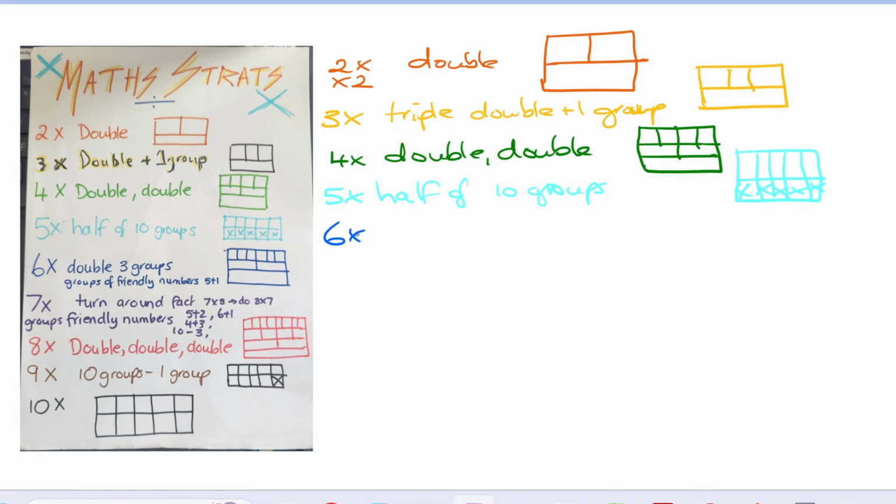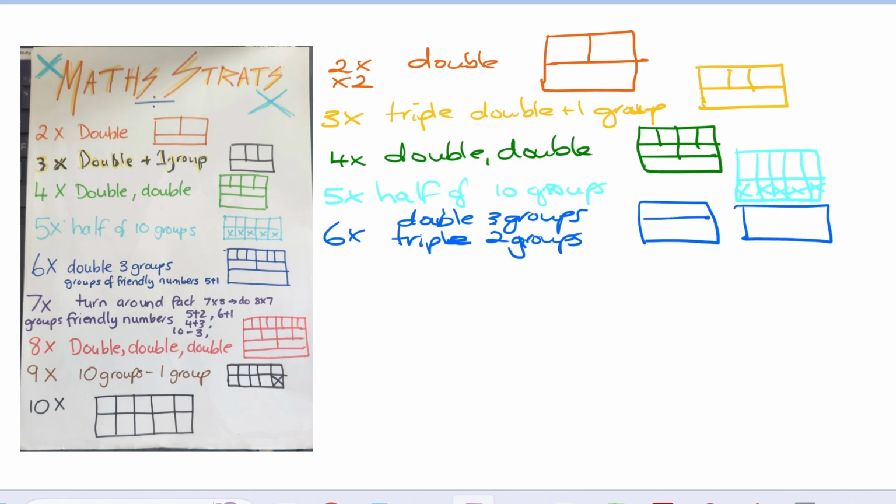6 actually has 2 factors as well as 6 and 1. It also has 2 and 3. So that means I can double 3 groups, which is usually easier than tripling, triple, there's no I in that. Tripling two groups. So I'll do these two pictures side by side. So I'm going to double three groups, or I'm going to triple two groups.